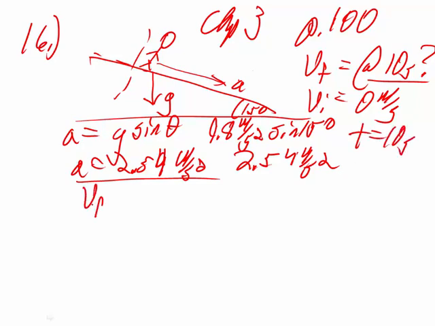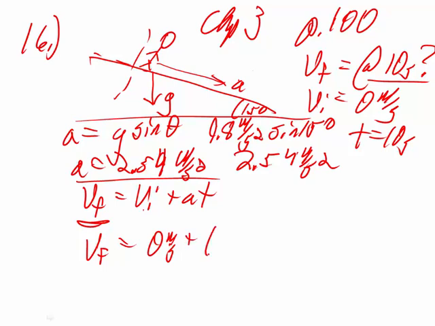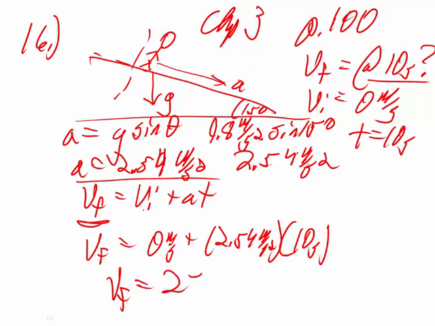Do y'all remember this kinematic equation right here, V_i plus a t? So we want to know how fast after 10 seconds. Well, we got V final is equal to V initial, which is 0 meters per second, plus acceleration 2.54 meters per second squared times 10 seconds. And what do we get? We should get 25.4. So the final velocity is 25.4 meters per second. It's just that simple, folks.